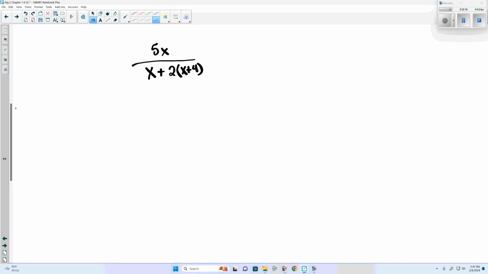Now we just need to simplify. 5x is already simplified. x is fine, but here we need to distribute the 2. 2 times x is? 2 times 4 is? 8. x plus 2x is?